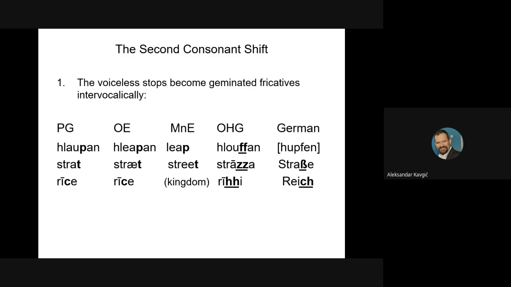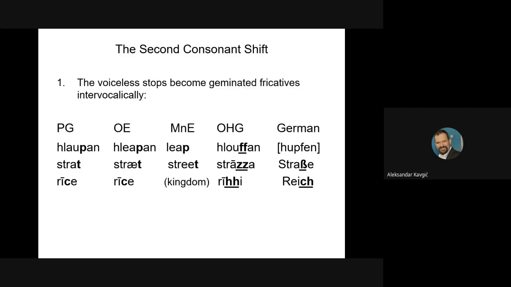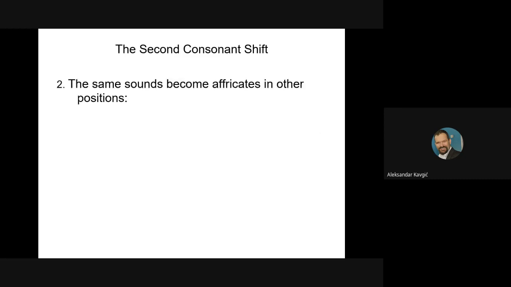So this was the first, let's say, step. So it took care of p, t, and k, and p became f, t became usually s, and k became h. Then the same sounds, if they were not in the intervocalic position, here they were in the intervocalic position, if those sounds were in other positions, not intervocalic, like the beginning of the word, end of the word, they became, p became pf, t became ts, and k became kh.